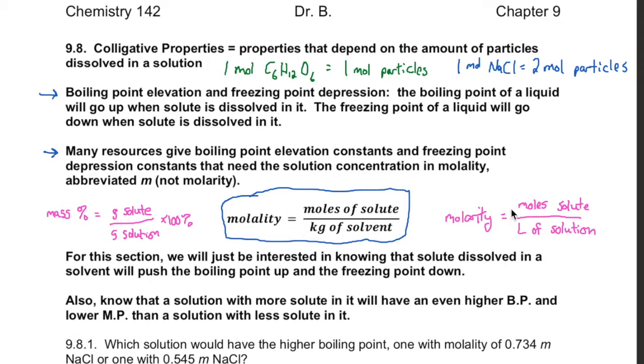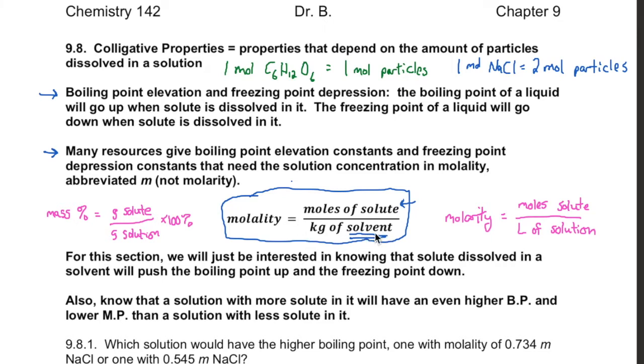As opposed to molarity, which is moles of solute per liter of solution, molality is moles of solute per kilogram of solvent. And one of the reasons why this is a very useful concentration for calculating these colligative properties is that if you put twice as much solute into a solution, the molality will actually double, because adding more solute affects the numerator only, not the denominator. The kilograms of solvent are not going to change.